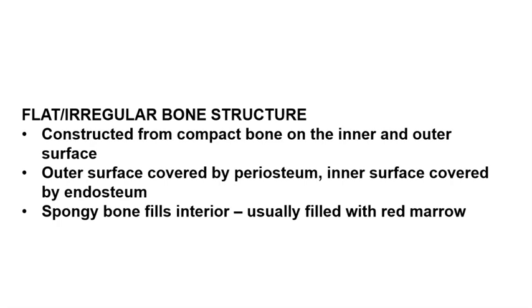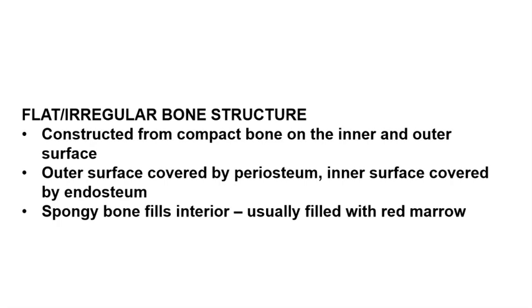But typically the material between the compact bone of flat and irregular bones is spongy bone. So that is, we have this porous bone tissue that occupies the very center of flat and irregular bones. Typically we don't see a medullary cavity, so there's usually no yellow marrow in between flat and irregular bones, but we do see red marrow that occupies the space between the spongy bone material in flat and irregular bones. And of course that red marrow also contributes to forming blood cells, just like it does in the long bones as well.